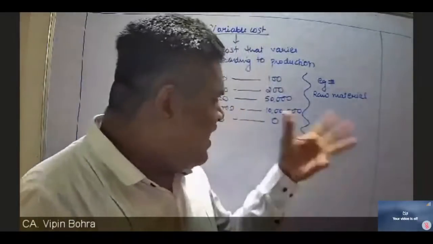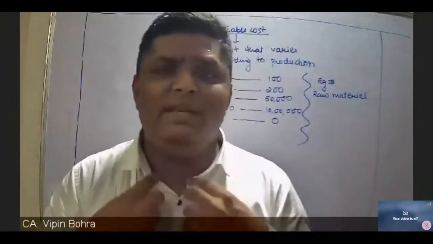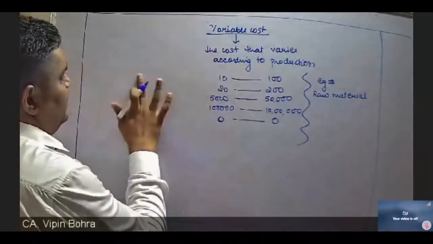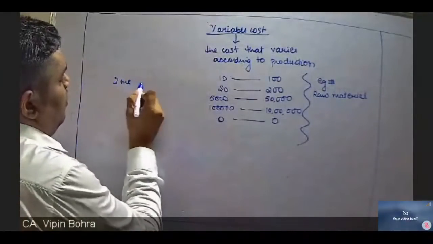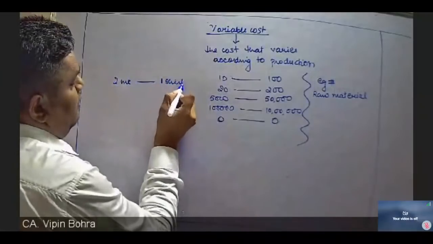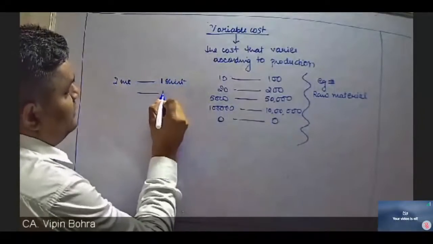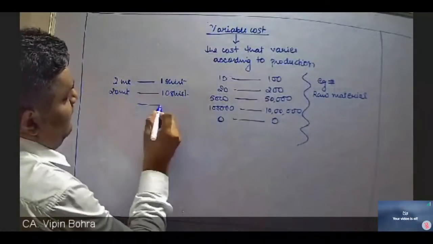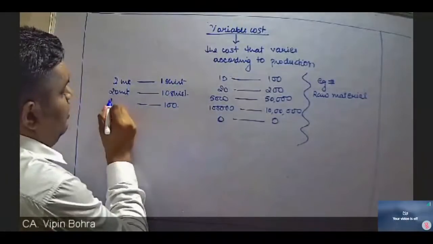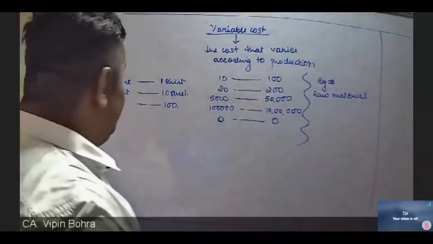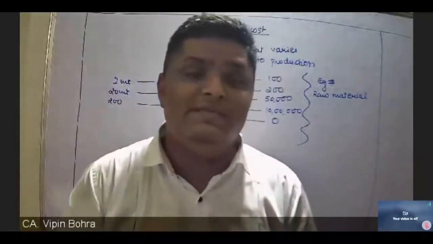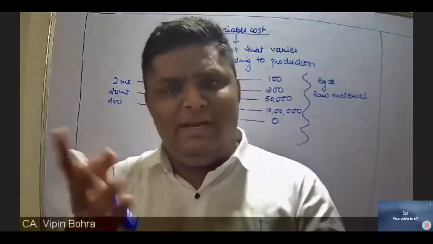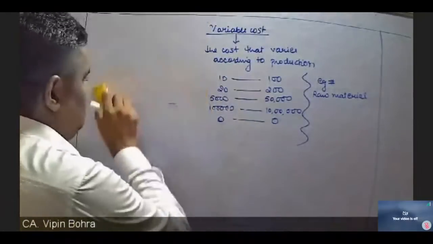Now, another example of raw material. Say I am the manufacturer of this shirt. Suppose 2 meters is to be used for producing one shirt. Suppose if I am producing 10 shirts, 20 meters will be required. If I am producing 100 shirts, 200 meters will be required. So what is basically the fabric? The raw material in manufacturing the shirt. So raw material is a very good example of variable cost.